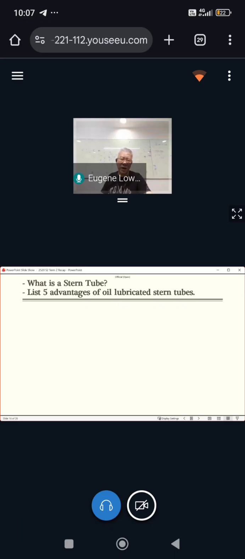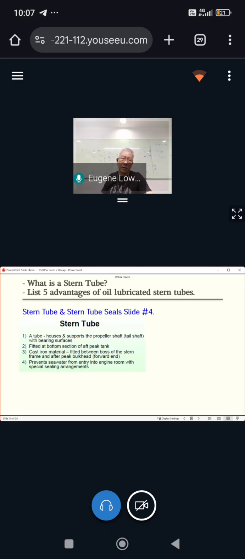So oil lubricated stern tubes are more advantageous. Quite a lot. You need to know at least 5. Okay, again it is in the slides. So there's a description of a stern tube basically, right? 4 points there. You can paraphrase it. So it's a tube that houses and supports the propeller shaft with bearing surfaces, right? That last bit is very important, right? With bearing surfaces. Okay. Second point is fitted at the bottom section of the aft peak tank, right? That's to give you an idea where it is, right?